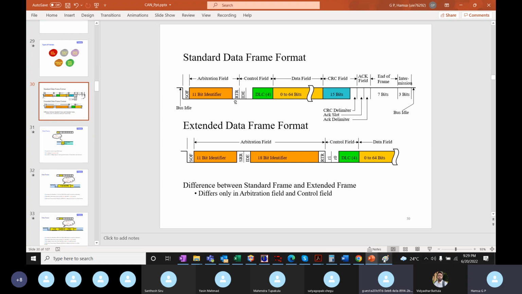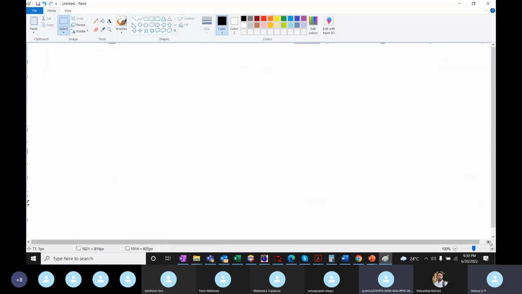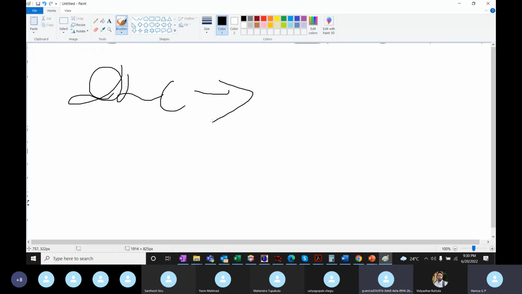So what is DLC? Data length code. What does it mean? Data length code, as the name suggests: how many bytes we have to transfer in the data frame? Correct, but one correction: in the data field, not in the complete data frame. Your answer is right. DLC is the data length code, and it identifies how many bytes of data we want to transmit.